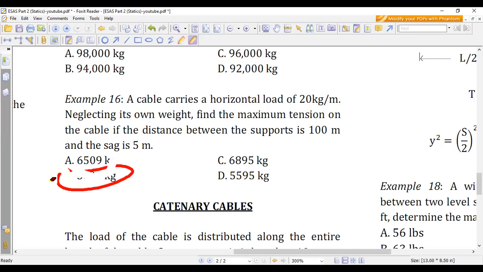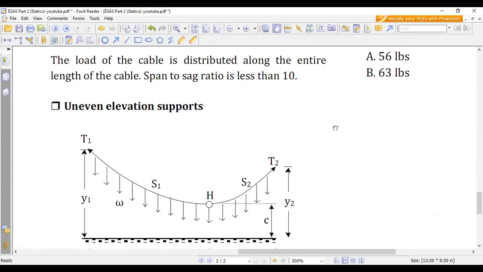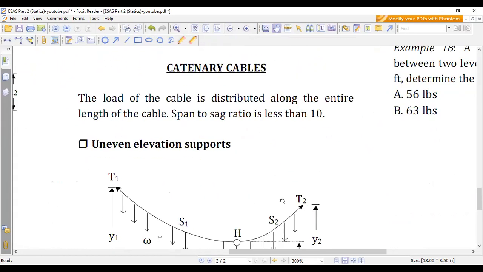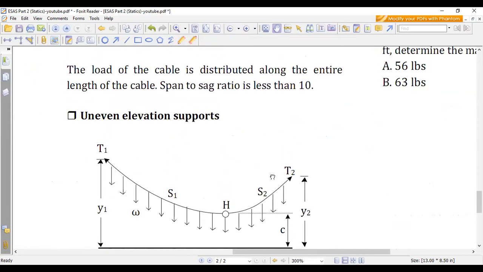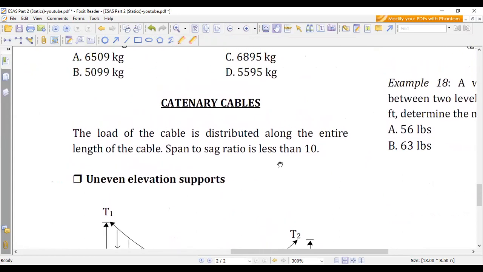Okay, so the next topic would be the last topic for statics. We will be solving catenary cables. The situation of catenary cable is different to that of the parabolic cable. Okay, so let's proceed.